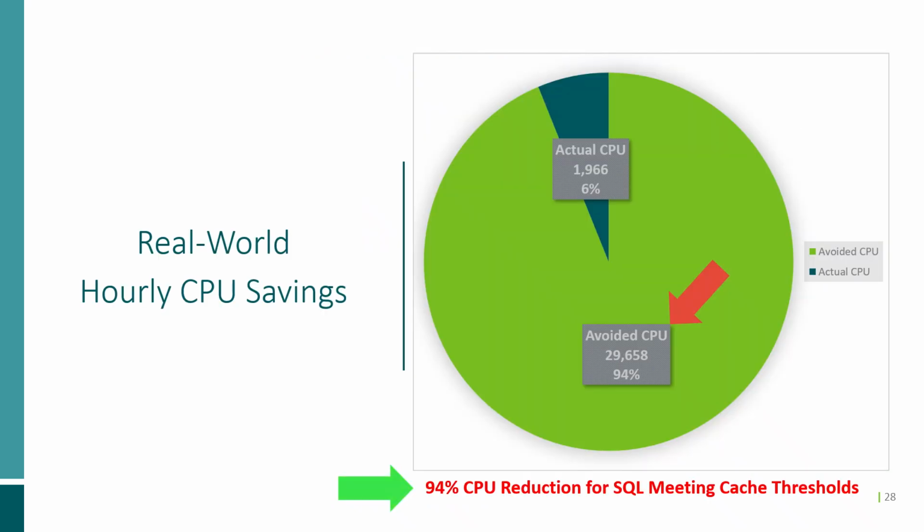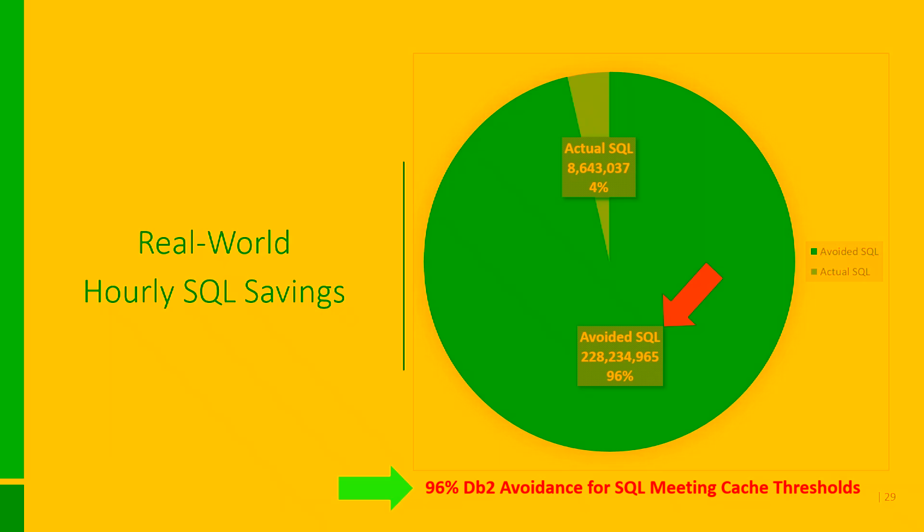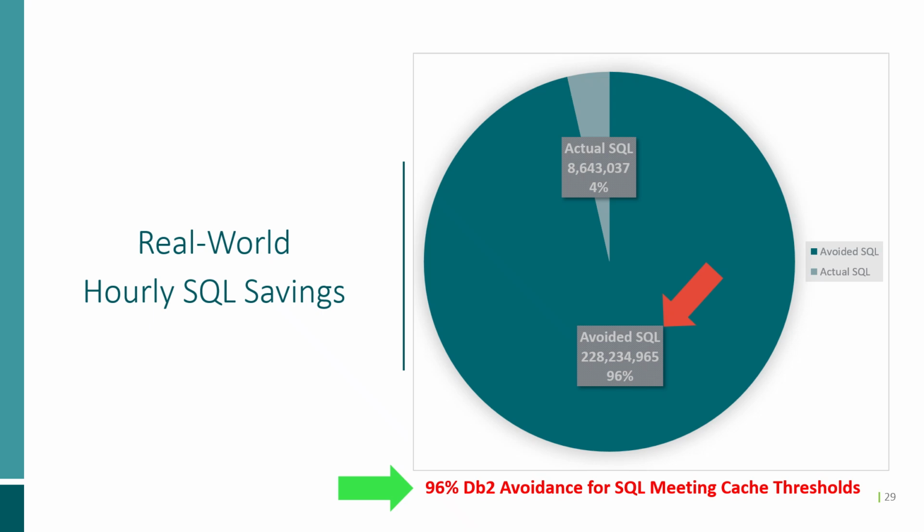Two more examples of real-world savings. Here we measure a 94% reduction in CPU consumed for SQL that meet our cache thresholds. Here we see that for the same workload, we've avoided 228 million hits against Db2, or 96% of those unique SQL.